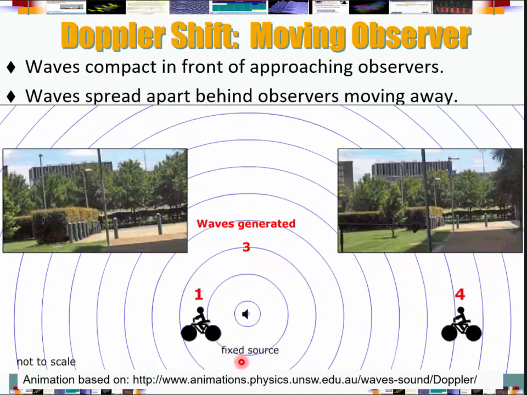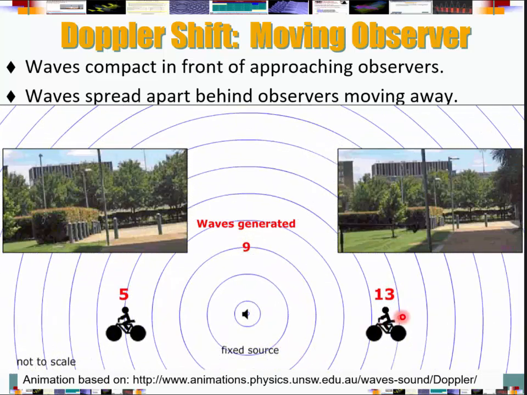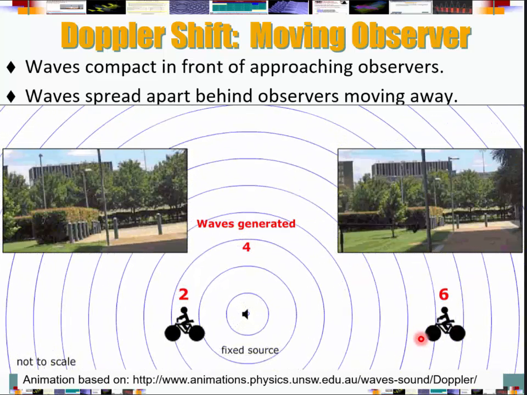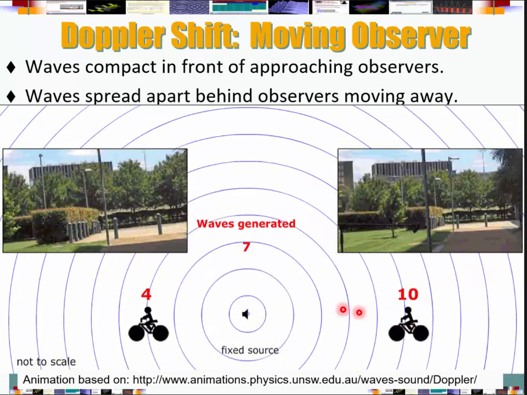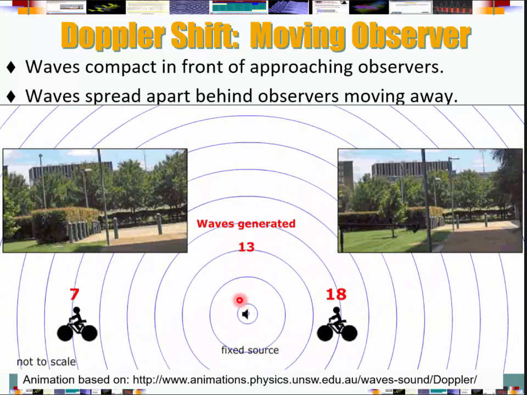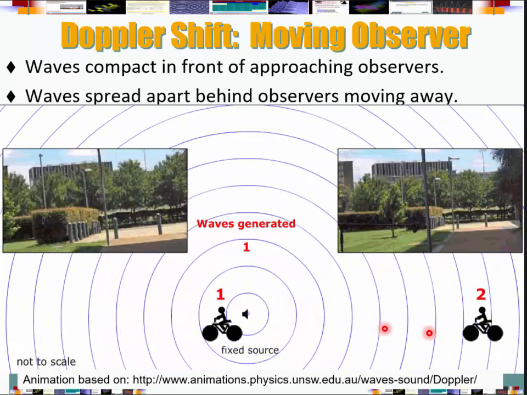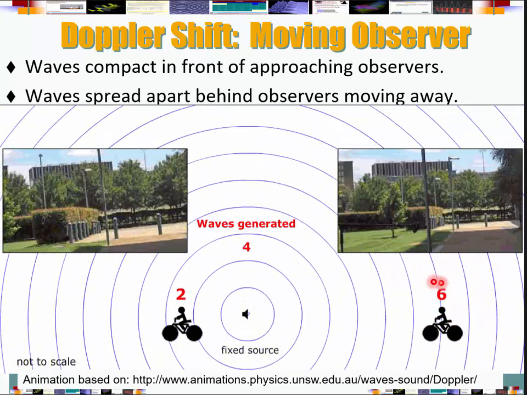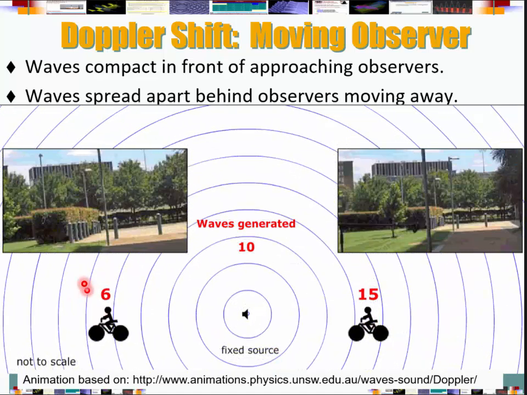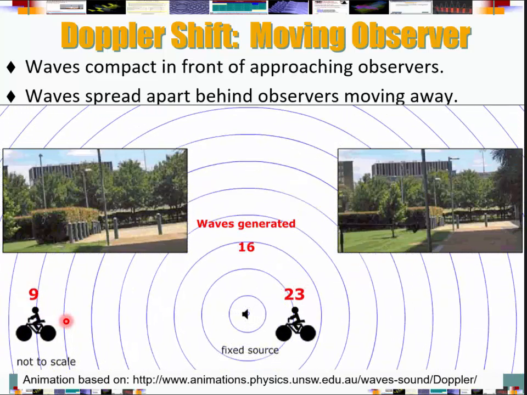Okay, so here we have a source of a wave. The wave is not moving, but the observers are moving. One is approaching it and one is moving away from it. As the animation runs, you'll see the wave fronts as being produced. This number here represents the number of wave fronts that are produced by the source. This number represents the wave fronts detected by this observer. And this number, of course, is representing the wave fronts as detected by this observer.